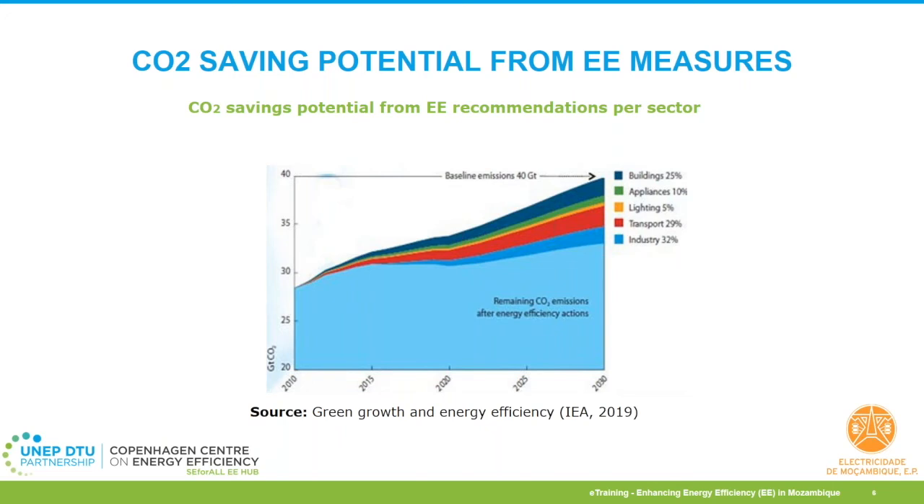And here I'm linking to the final slide from my colleague Rahul in the previous session. And as you can see in this figure, from the 40 gigaton of baseline emissions, energy efficiency can derive in 25% of CO2 saving in buildings, around 10% in appliances, and lighting in 5%. So a total of 40% of CO2 emission reduction.